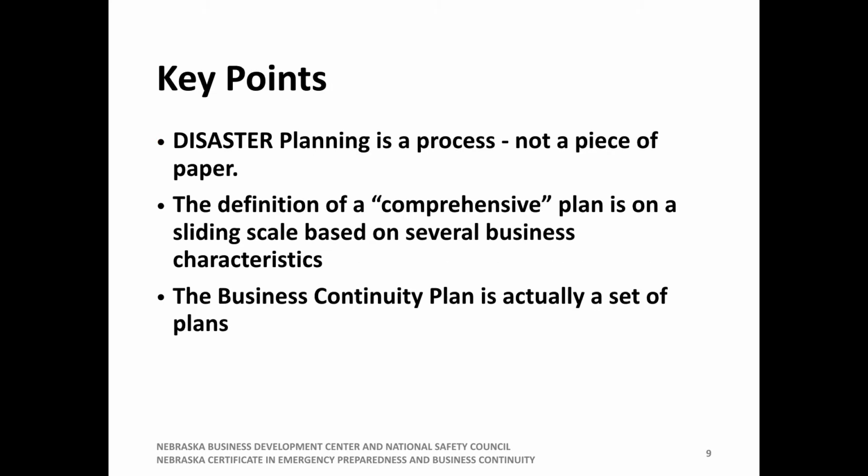In summary, there are a couple key points to remember with business continuity planning. First, planning for disasters and all of the potential consequences is a process. While a planning document is an artifact of successful planning, it is not the end-all, be-all. Secondly, the definition of what constitutes a comprehensive business continuity plan is on a sliding scale, depending on business characteristics. For example, physical and economic size of the business, numbers of employees, geographic location, partnership profile, and numerous other individual business characteristics.